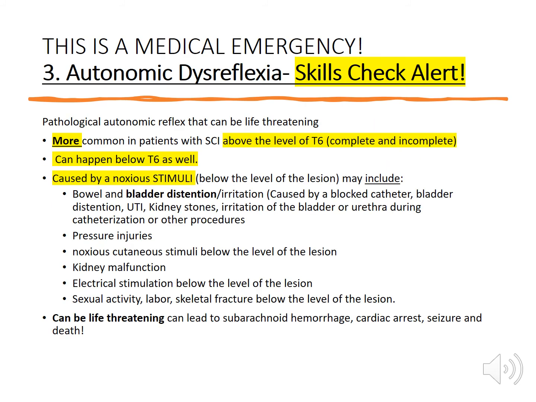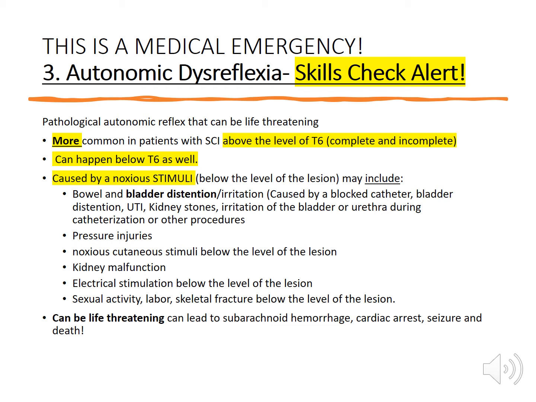So number 3 is autonomic dysreflexia, and I put there on the slide that this is a skills check. So make sure that you feel comfortable and that you feel confident as to defining what autonomic dysreflexia is and what your response to this medical emergency is going to be. So this is a pathological autonomic reflex that can be life-threatening to our patients. It can lead to subarachnoid hemorrhage. It can lead to cardiac arrest, seizures, and death. So it is more common in patients with spinal cord injuries above the level of T6.